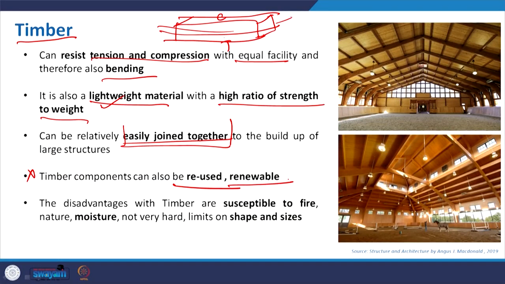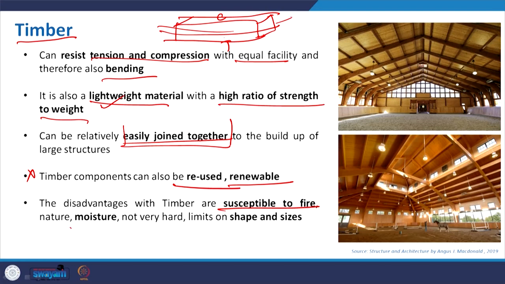So, it is renewable, but the disadvantage with timber, yes, is that it is susceptible to fire. So, it has that tendency. Fire is a main concern, and lots of accidents happen because of fire. Recently, we have observed some damage due to fire to wooden structures, some historic structures. Then also it is prone to moisture if it is not properly seasoned, or if there is no treatment or paint. Along with that, there is also the problem of termite attack. So, we have to prevent that.